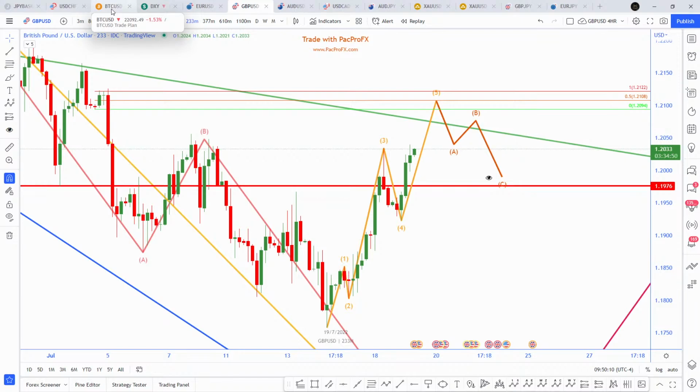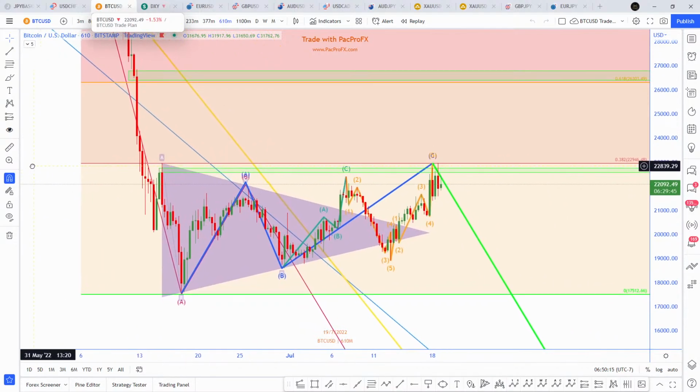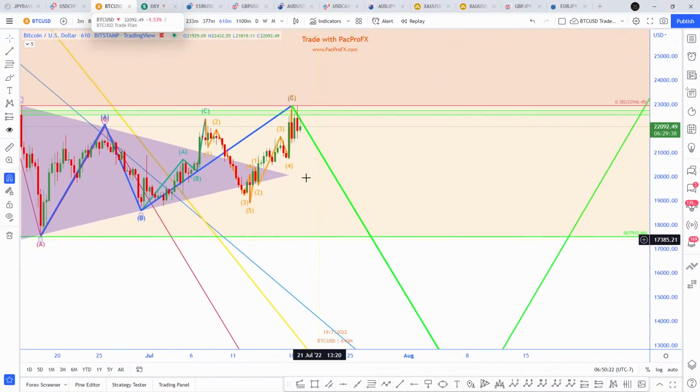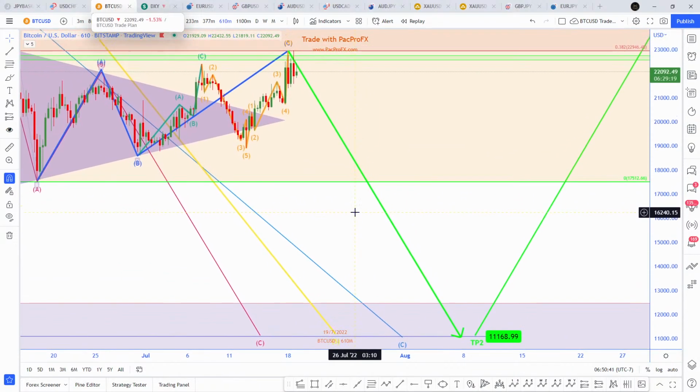All right, let's look at Bitcoin, because I know Andy, one of my members, loves Bitcoin. And here we go. So we definitely hit this level here, this 382. Also a supply area here, and it's being rejected from there. So I think that this will be it. And right now it will continue the downtrend. I think we're heading all the way down to 11,168. Unfortunate.